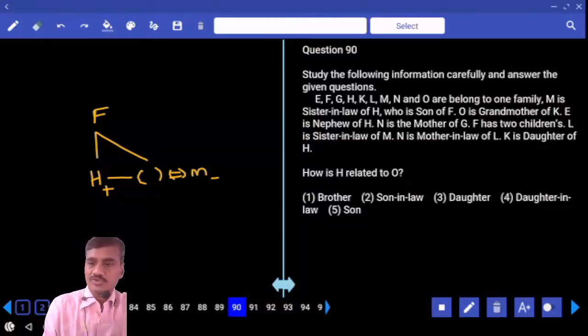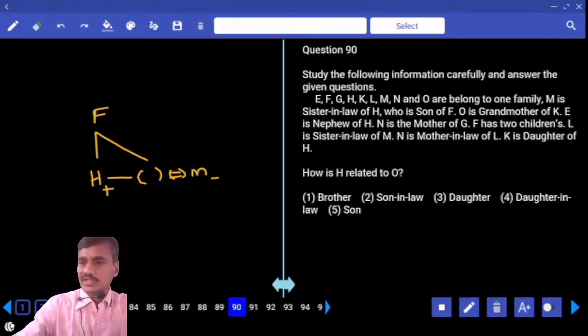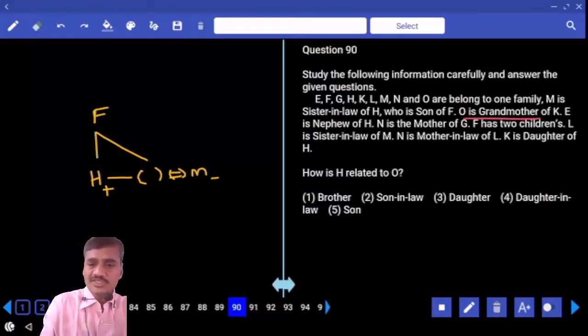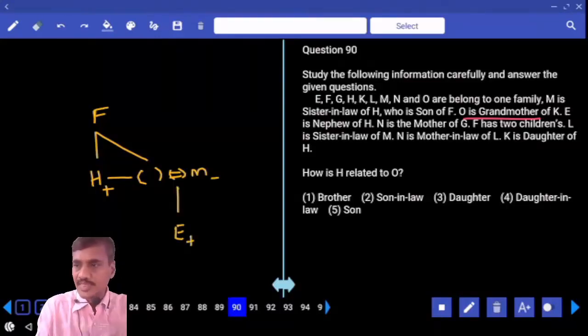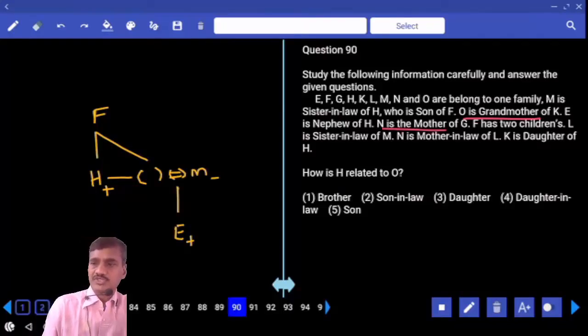Because F is having 2 children and M is the sister-in-law of H, H is the son of F. O is the grandmother of K, and E is the nephew of H. Nephew of H means a sibling's son. And next, N is the mother of Z, and F has 2 children.